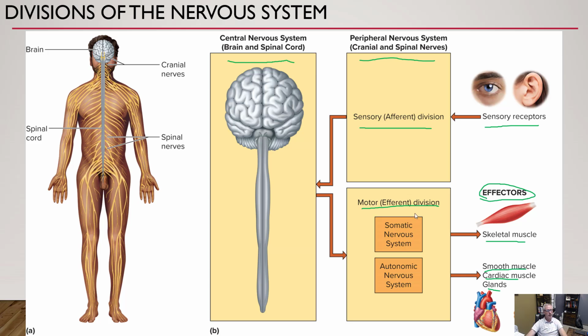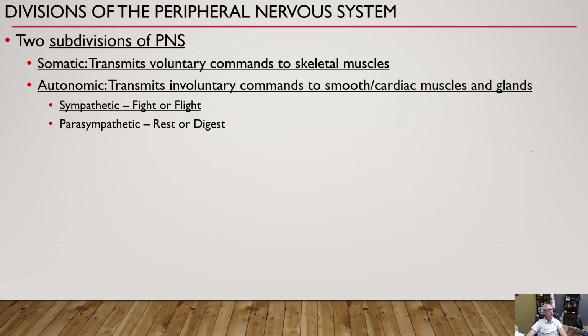And we'll talk here in a couple slides about the autonomic and the somatic nervous system. So remember, brain and spinal cord is your central nervous system. Everything else is peripheral nervous system. Cranial nerves and spinal nerves are not part of the central nervous system, and we'll actually talk about cranial nerves and spinal nerves later on. All right, so we do have two divisions of the peripheral nervous system: the somatic nervous system and the autonomic nervous system.